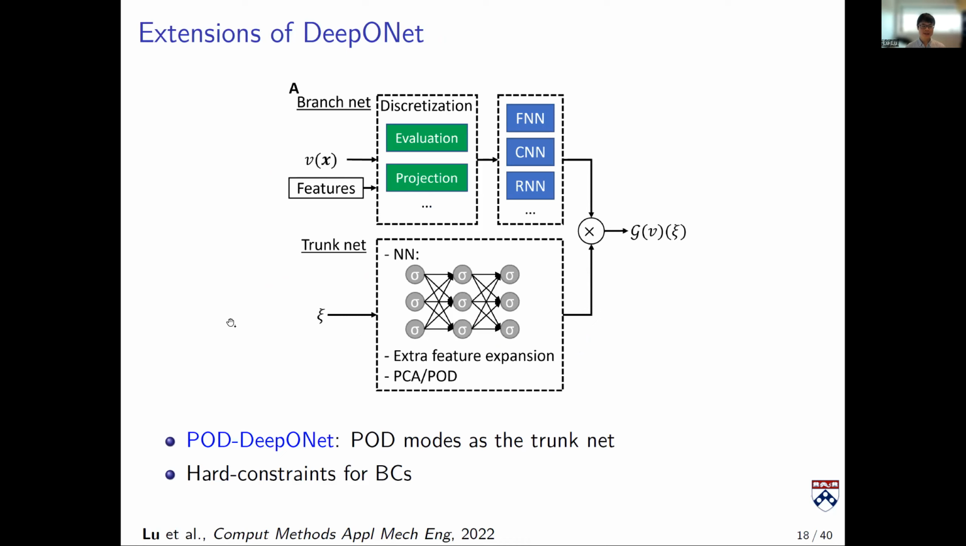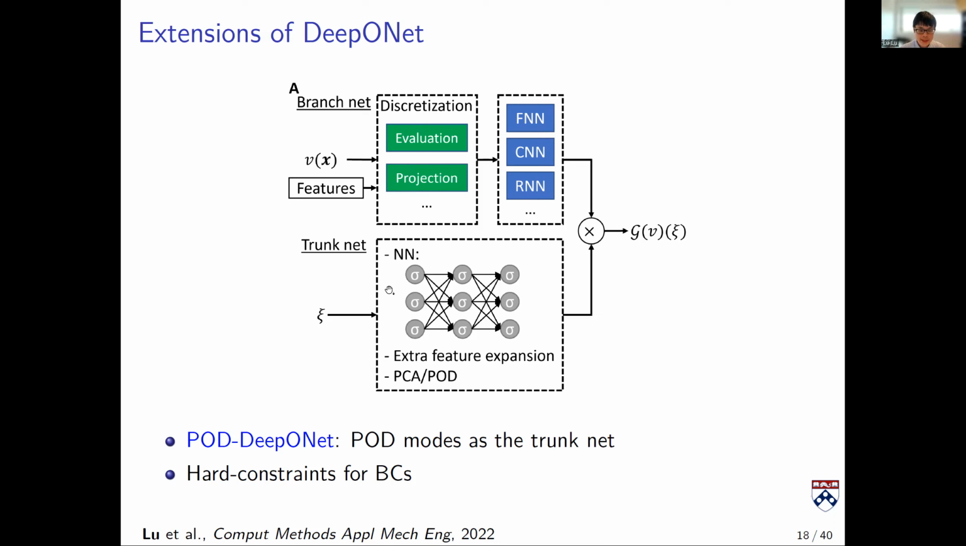There are also other types of extensions of DeepONet we have developed. Again, for the branch net, we have input V(x). At the first step, we can evaluate V(x) on a grid, or we can project V(x) onto a basis function. Then we can apply any network you like, FNN, CNN, RNN, or other networks, depending on the problem.